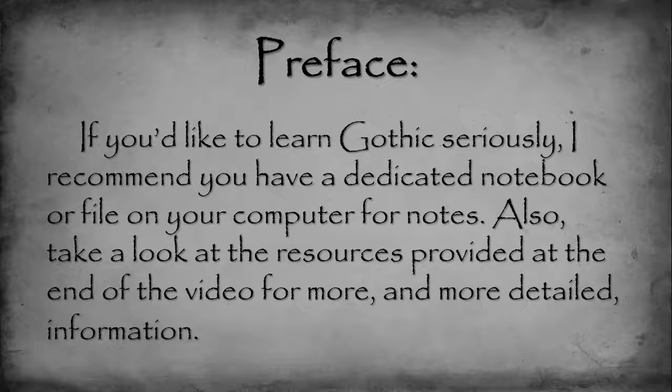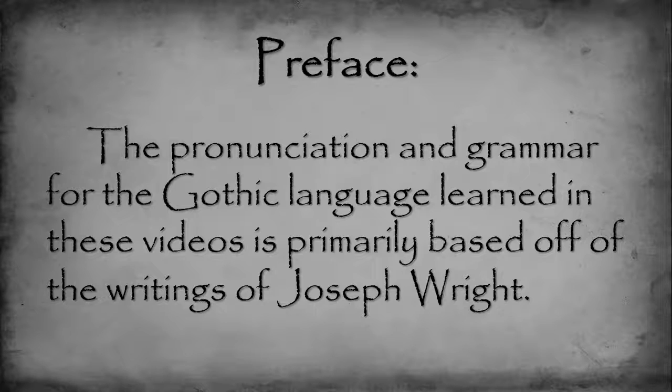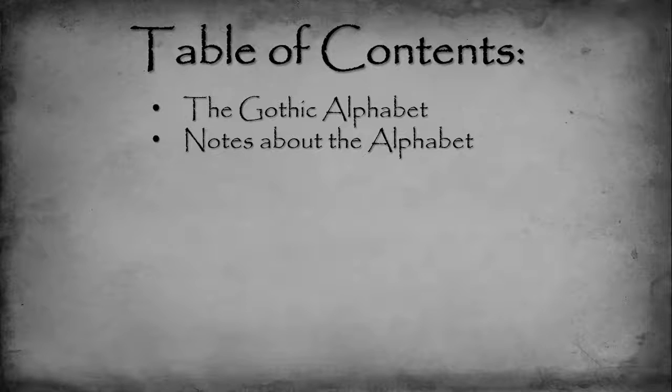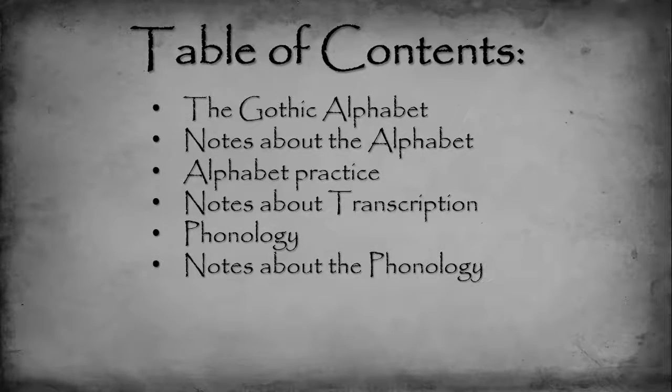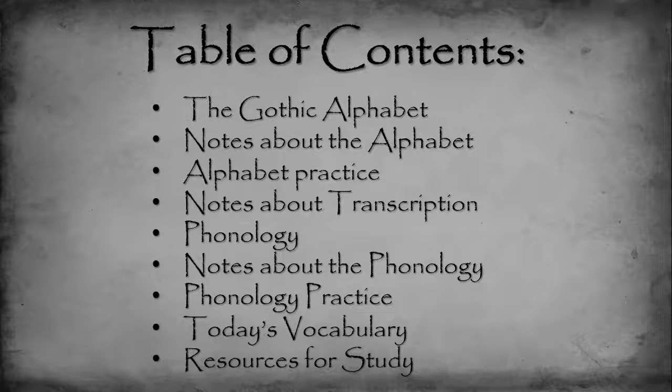If you'd like to learn Gothic seriously, I recommend you have a dedicated notebook or file on your computer for notes. Also, take a look at the resources provided at the end of the video for more detailed information. The pronunciation and grammar for the Gothic language learned in these videos is primarily based off of the writings of Joseph Wright. Today we'll go over the Gothic alphabet, some notes about the alphabet, alphabet practice, notes about transcription, phonology, notes about the phonology, phonology practice, today's vocab, and some resources for self-study.